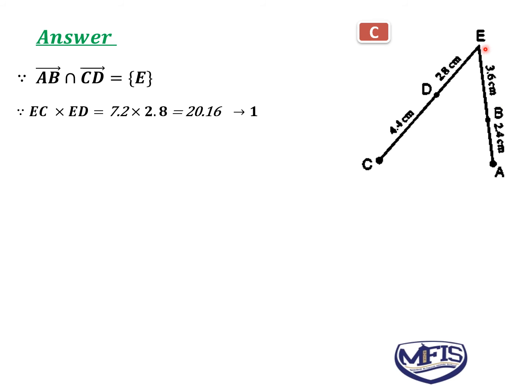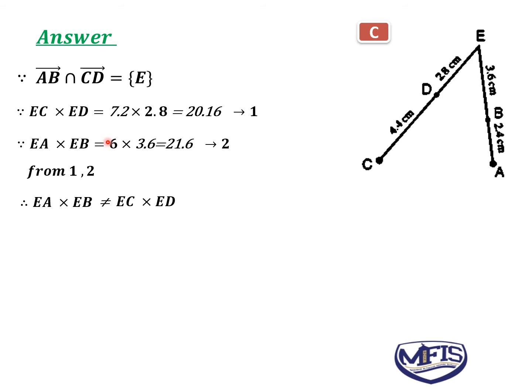Then I will find EA times EB. EA, which is 3.6 plus 2.4, which is 6 centimeter, and EB, which is 3.6. EA times EB, 6 multiplied by 3.6, will be 21.6. From 1 and 2, we find that EC times ED is not equal to EA times EB. Therefore, A, B, C, and D do not lie on a circle.